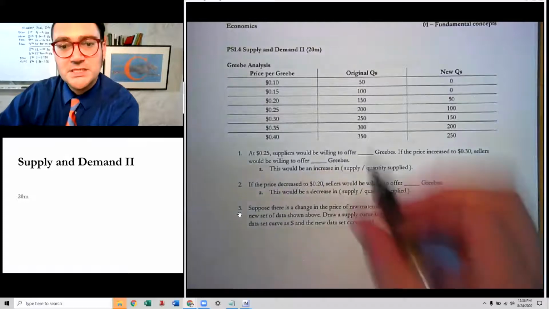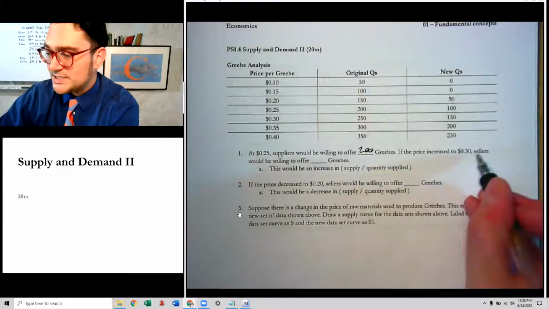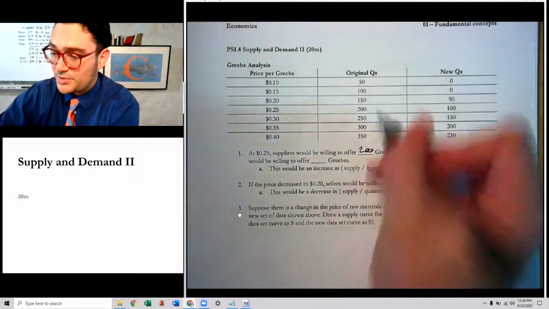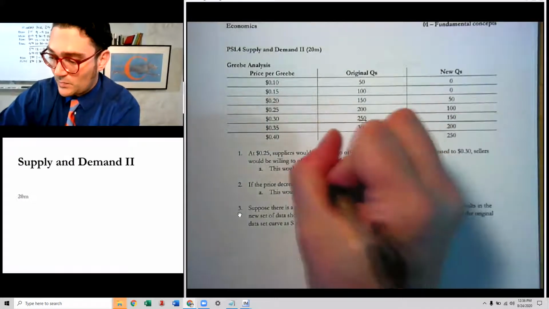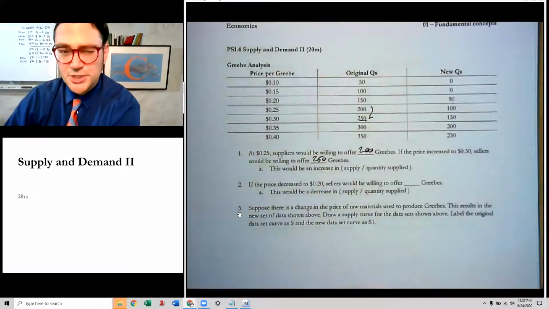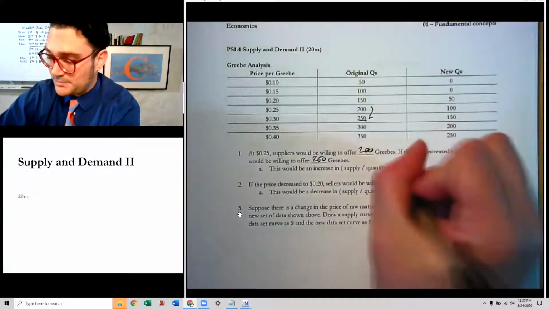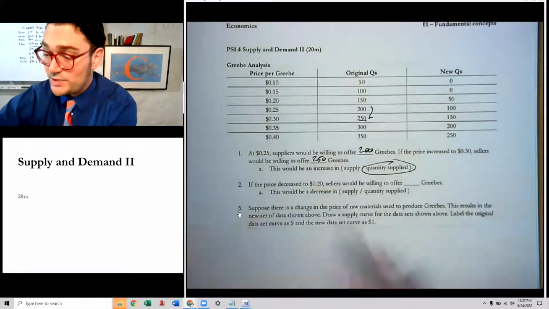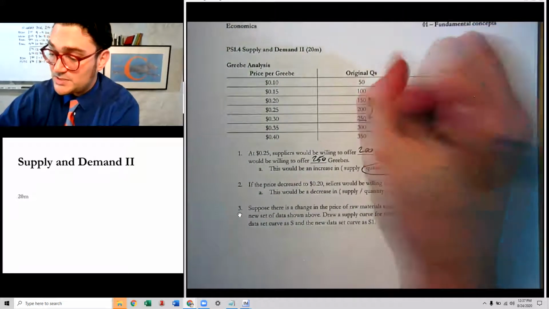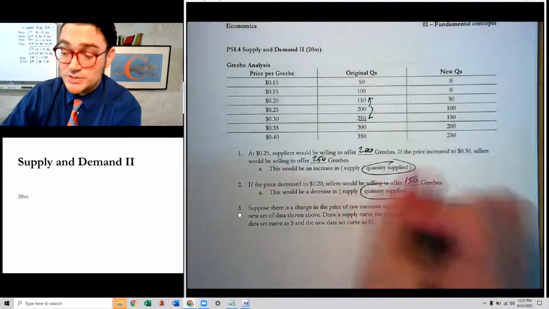So 25 cents corresponds to 200. And if the price increased to 30 cents, this would then be 250. We're just moving from one to the other, right? We're not changing the supply, we're just changing quantity supplied. If the price went to 20 cents, on the other hand, we just move to this one, and they'd be willing to bring 150 greaves. And again, it's just a change in quantity supplied.